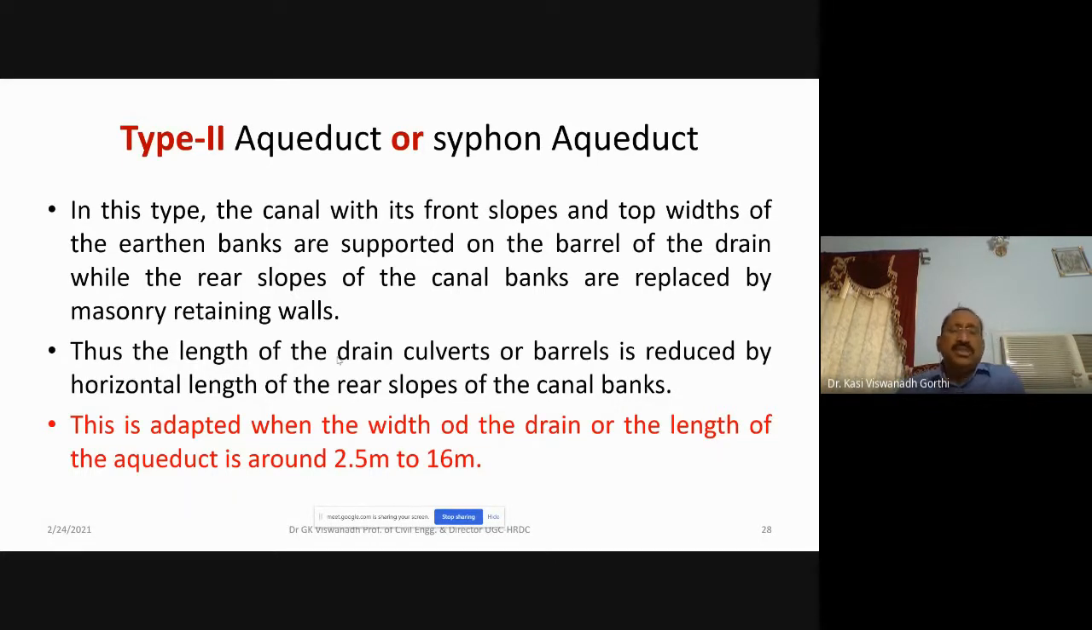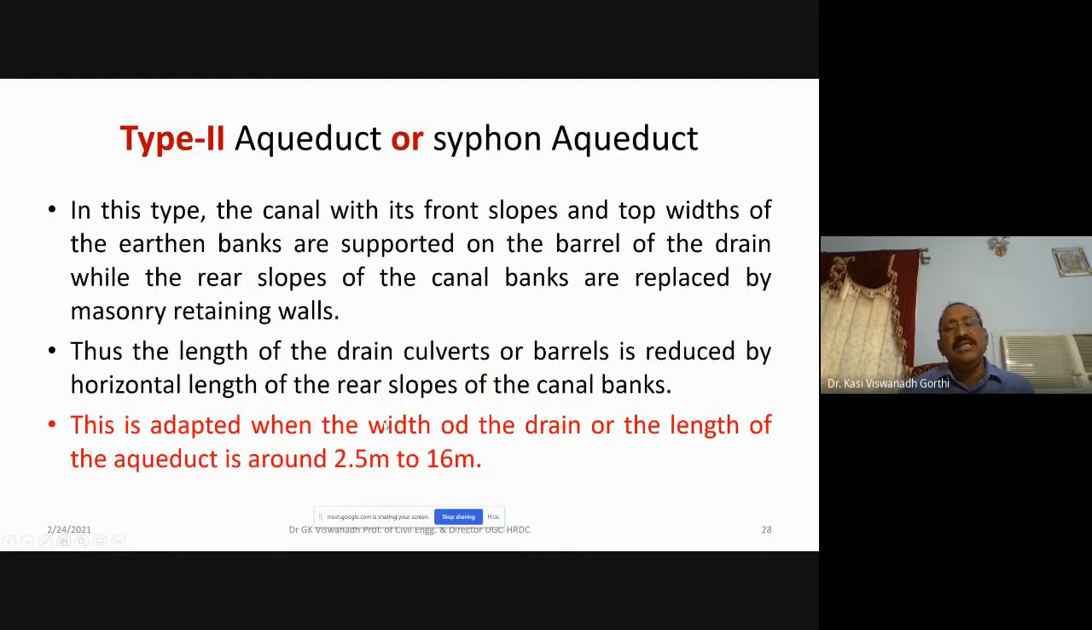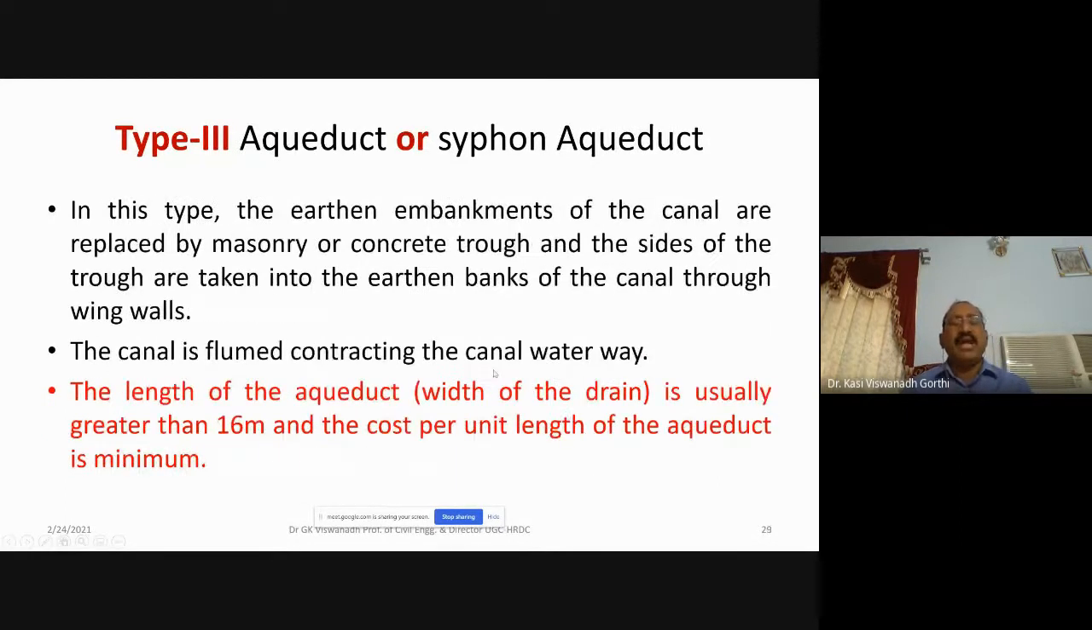So this is usually adopted when the width of the drain is about 2.5 to 16 meters. Less than 2.5 meters, the cost is maximum, go for type 1. Second is, if the width is about 2.5 to 16 meters, then go for the type 2 aqueduct or type 2 siphon aqueduct. Then type 3.